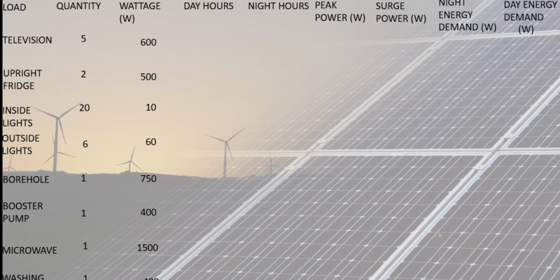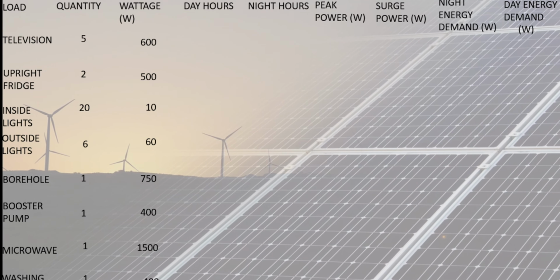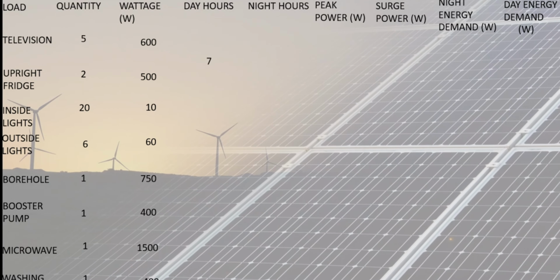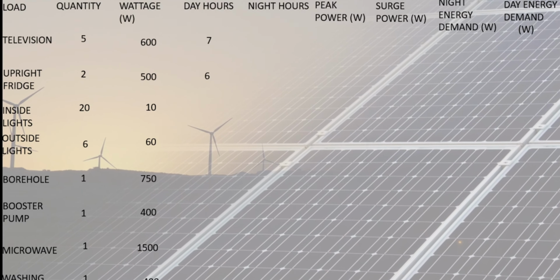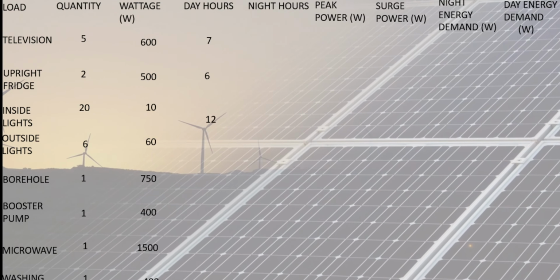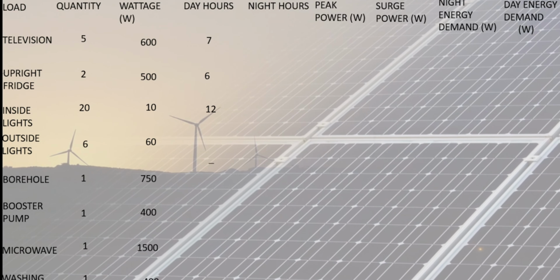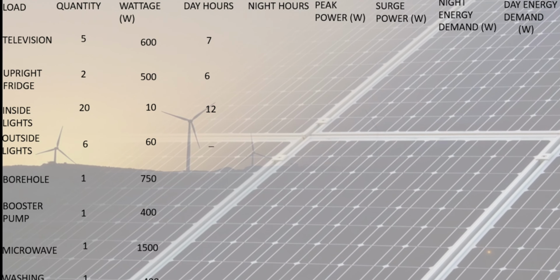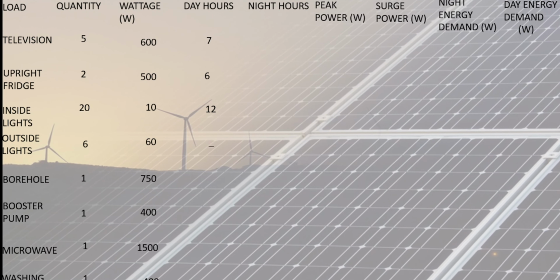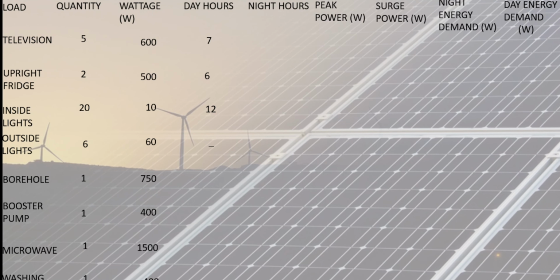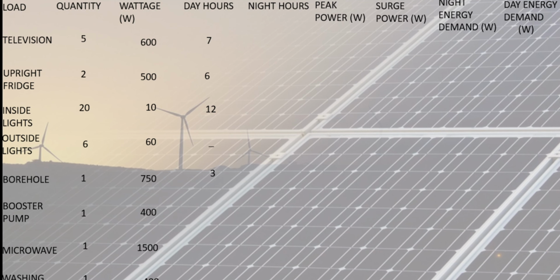And they operate according to the following hours. Televisions operate 7 hours a day, upright fridge 6 hours a day, inside lights 12 hours a day. Outside lights don't operate during the day. Why? Because they are security lights. They only operate during the night. Borehole 3 hours a day, booster pump 4 hours a day, microwave 1 hour, washing machine 4 hours a day.